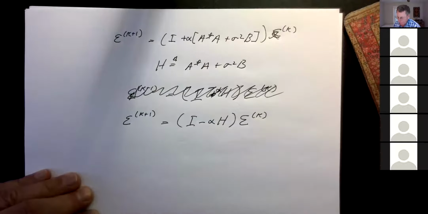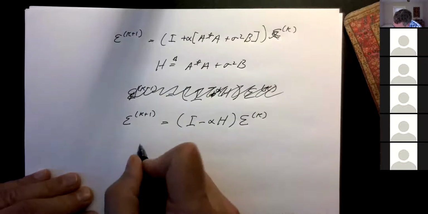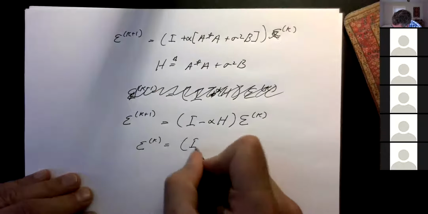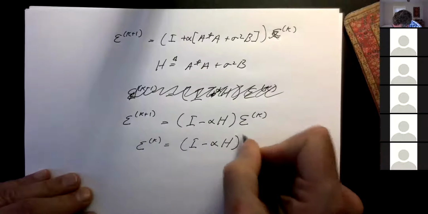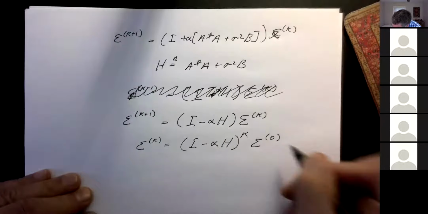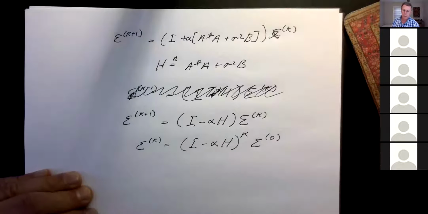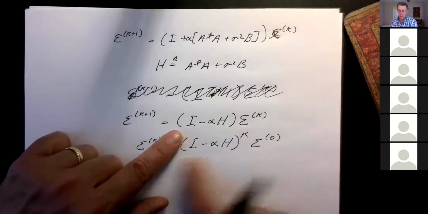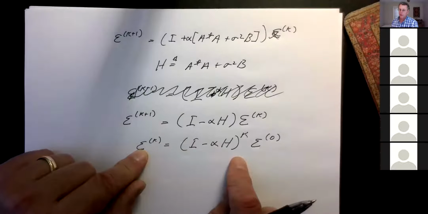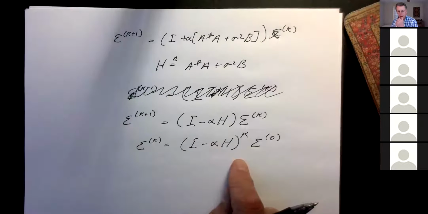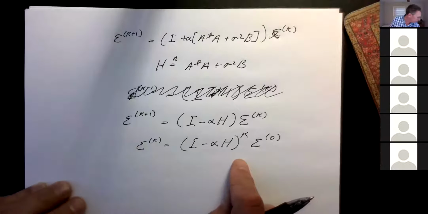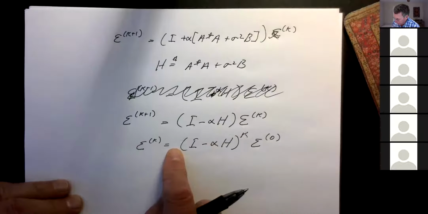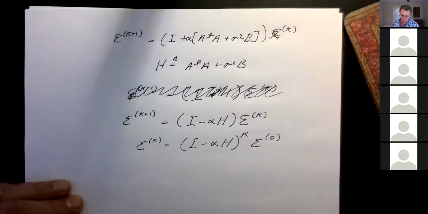So what you can see here is that epsilon k is going to be equal to I minus alpha H to the k times epsilon of 0. So if I minus alpha H is 0, then in one iteration this thing converges. The problem is that I minus alpha H isn't 0. Let's say that the eigenvalues of this thing are distinct, so that the matrix can be diagonalized.